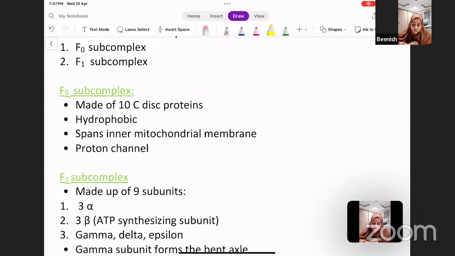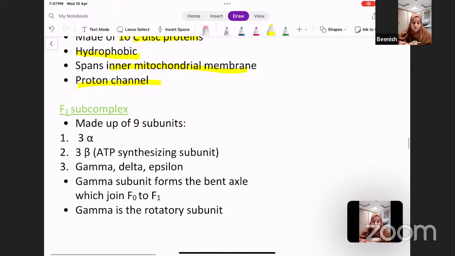What is the F0 subunit? It is made up of 10 C disc proteins. They are hydrophobic, they span the inner mitochondrial membrane, and they act as proton channels. Talking about the F1 subcomplex, it is made up of 9 subunits. What are those 9 subunits? There are 3 alpha, 3 beta, 1 gamma, 1 delta, and 1 epsilon. So they make up the 9 subunits of the F1 subcomplex.